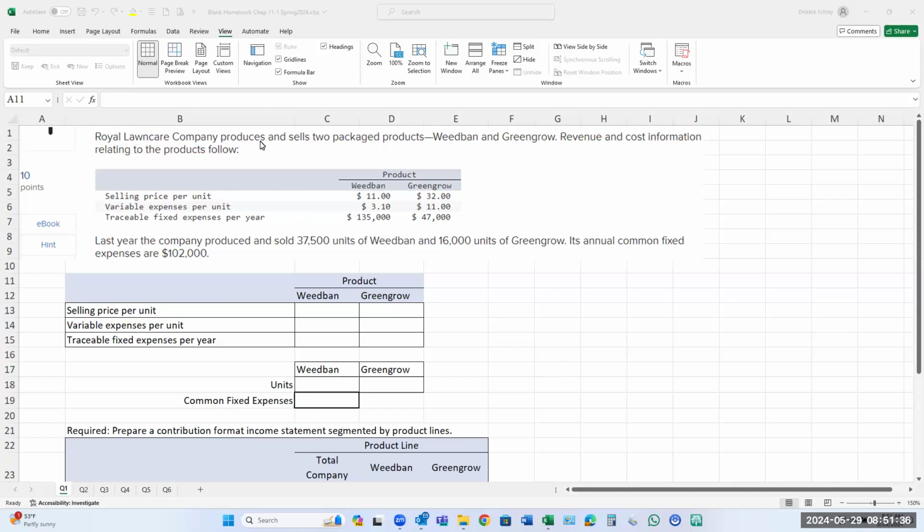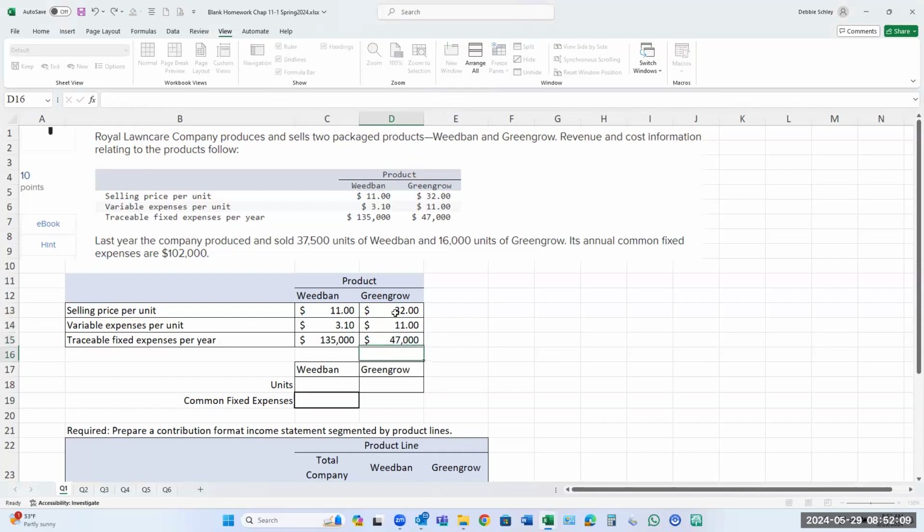Okay, Royal Lawn Care Company produces and sells two packaged products, Weed Ban and Green Grow. Revenue and cost information relating to the products follow, and they give us the selling price per unit for each one. Oh, whoops, let's put a period in there. So I'm just copying down the information from this chart so that I can reference these numbers. Okay, so there's my information, selling variable and traceable fixed.